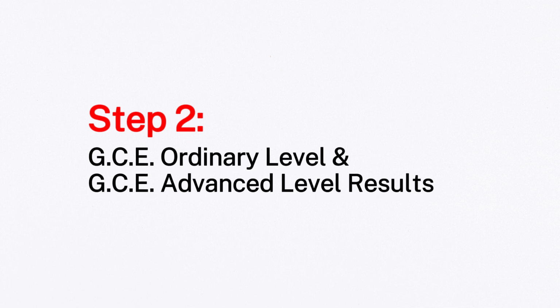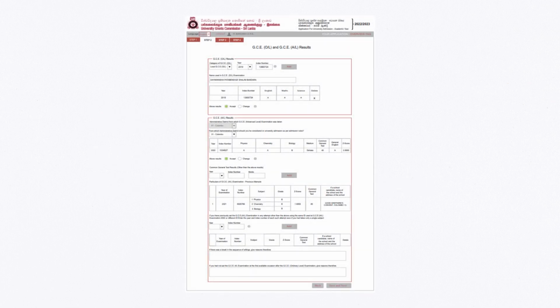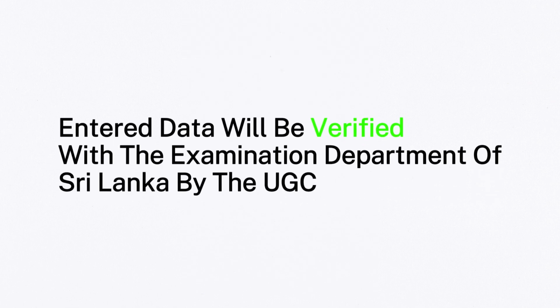Step 2. G.C.E. Ordinary level and G.C.E. Advanced level results. When you log in, you might see some sections related to your exam results automatically filled in. If the auto-filled data is correct, simply select Accept. If not, you'll have the option to re-enter the data. Remember, the data you enter will be verified with the Examination Department of Sri Lanka by the UGC.